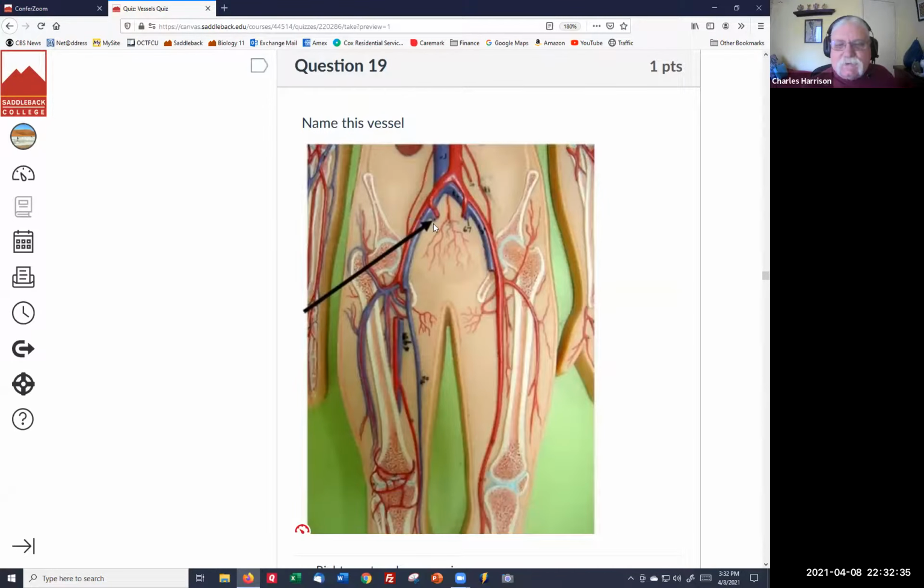Question 19 points to this little structure here. Well, in the human, we have mirror image. This is the common iliac artery, common iliac vein. External iliac artery, external iliac vein. These are the internal iliacs, and it's pointing to the vein. So it's the right internal iliac vein.